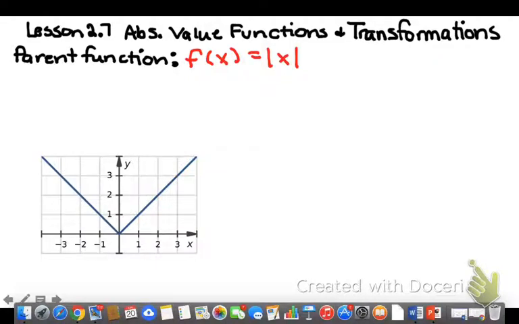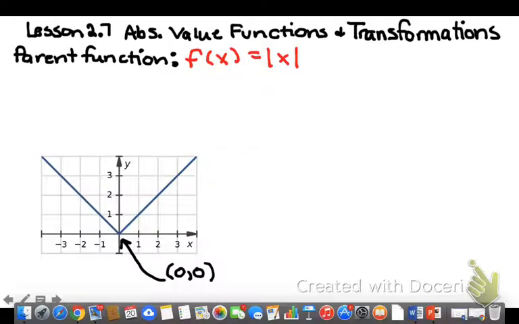There are some basic things that you need to know. So first, the vertex is the highest or lowest point on the graph. The vertex for the parent function of absolute value equations is (0, 0). Also, for every point (x, y), there will be a (-x, y).